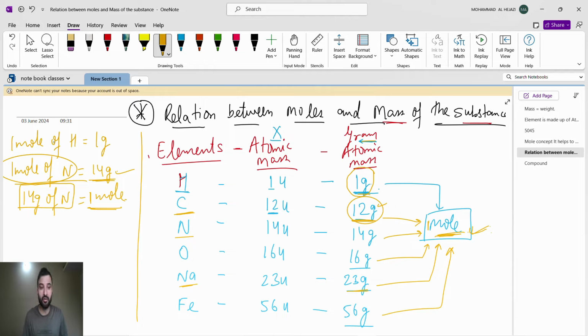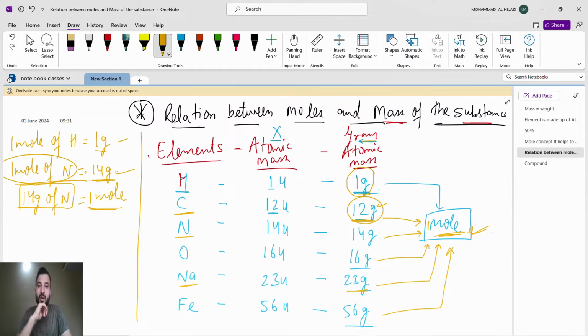So write down these elements, their atomic mass, gram atomic mass, and all is equal to 1 mole. And guys, write down this example. 1 mole of hydrogen is 1 gram. It means 1 mole of anything has the same atomic mass. What is the atomic mass of hydrogen? 1. So 1 gram. 1 mole of nitrogen: what is the atomic mass of nitrogen? 14. So 1 mole of nitrogen is 14 gram.